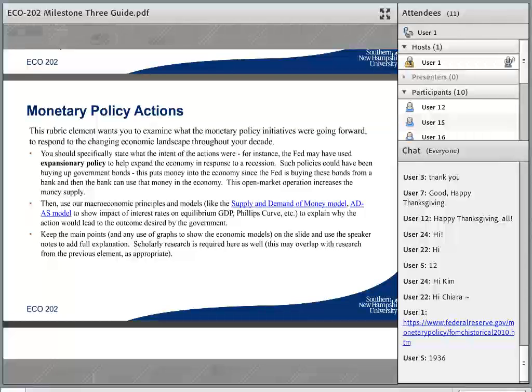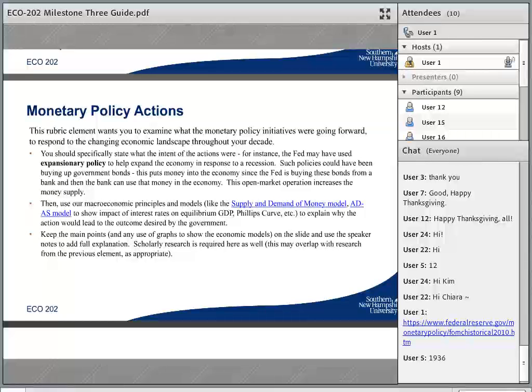If the Federal Reserve was very active during that time, you might need to narrow it down to their most important actions, just in terms of brevity. But in general, they'll have a few major actions to have an impact in the economy that you'll want to discuss here. So you'll say what the actions were, and then using our macroeconomic principles and models, you'll explain why that action would have the desired effect.